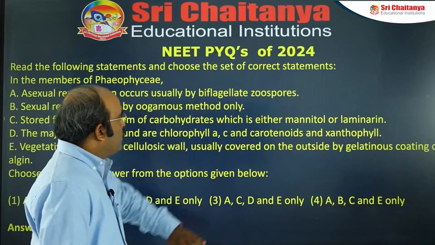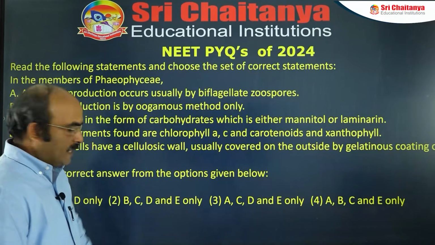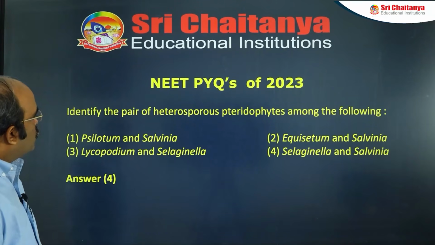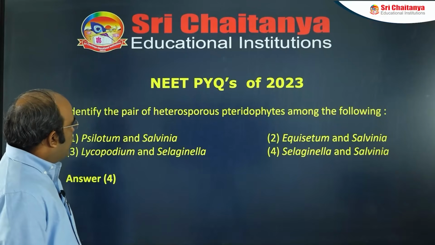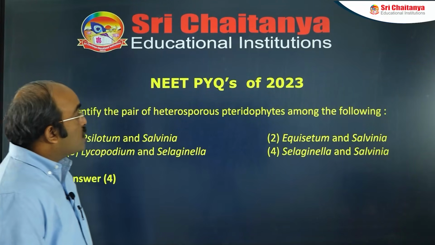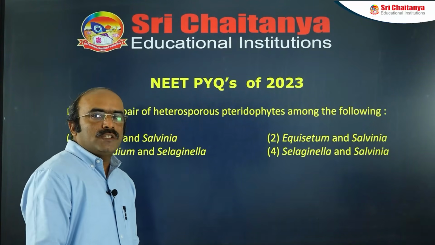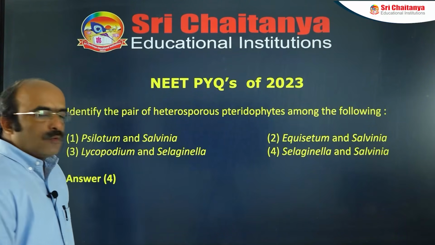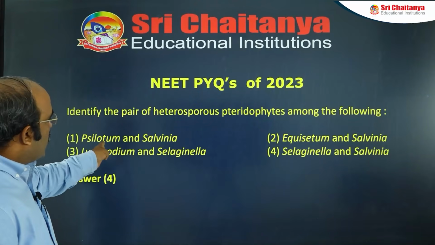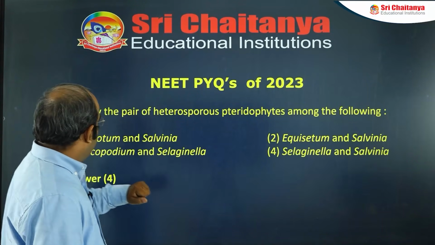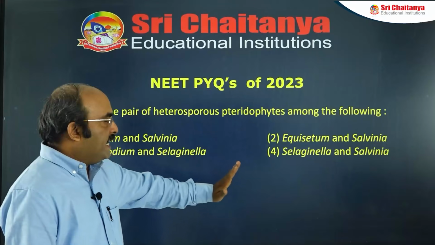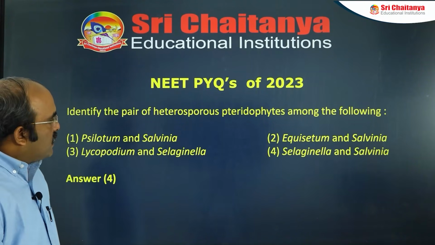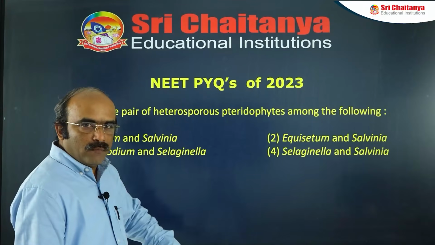So, except that statement, all look to be correct. That's one. Now, this is from 2023. Identify the pair of heterosporous pteridophytes among the following. They are asking heterosporous pteridophytes. So, what are the heterosporous pteridophytes? Lycopodium, Salvinia; Equisetum, Salvinia; Lycopodium, Selaginella; and Selaginella, Salvinia. So, here the answer is Selaginella and Salvinia.